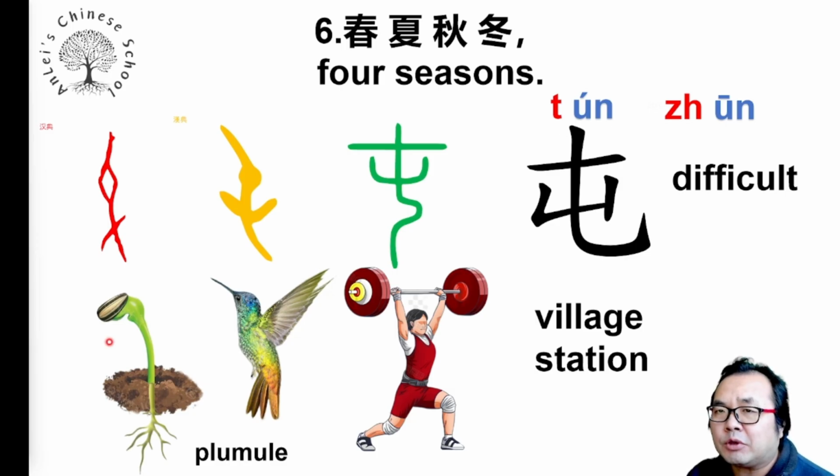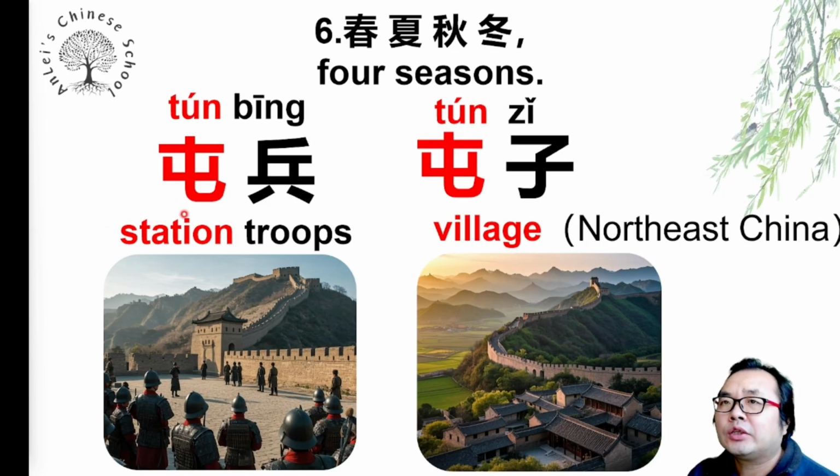Before the seedling comes out from the ground, it accumulates strength. So its original meaning is stockpile. It means village, station. 屯兵, station troops. In ancient China, in order to prevent the Mongolians, a lot of soldiers were deployed along the Great Wall. 屯兵, station troops, that means there's more and more soldiers. 屯子, that means village. When more and more soldiers stationed at the Great Wall, villages emerged.